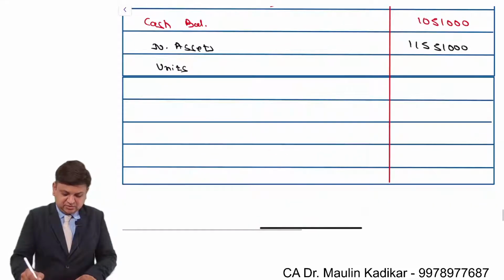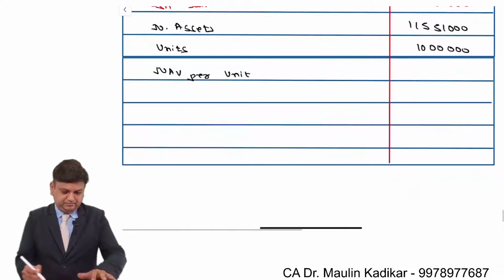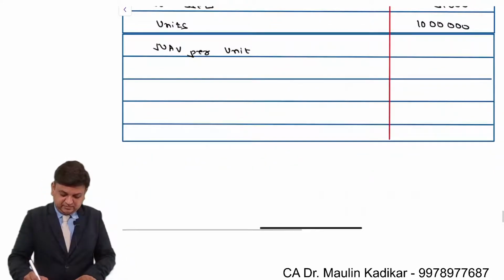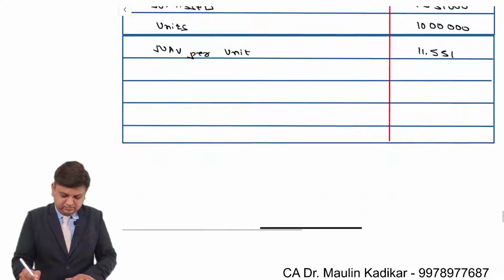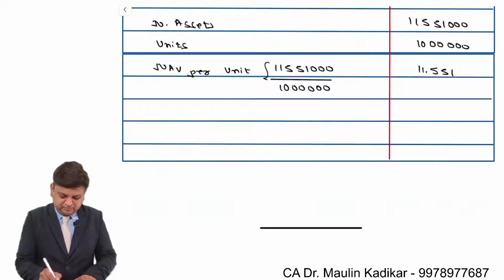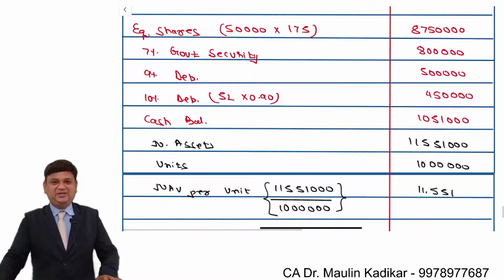Number of units are 10,000. So 10 lakhs. Based on that, the NAV per unit is 11.551. So 1 crore 15 lakh 51,000 divided by 10 lakhs. That is the way the NAV per unit is supposed to be calculated.